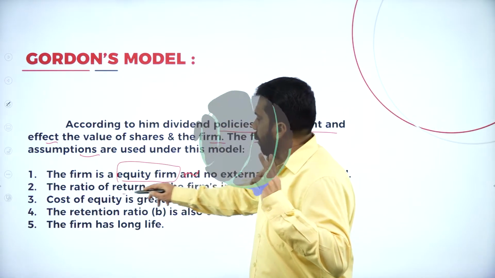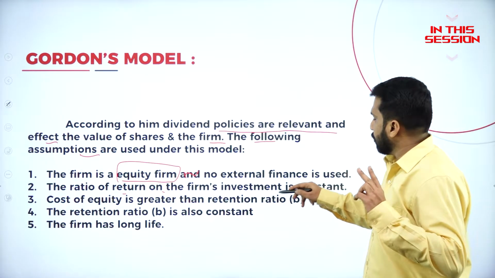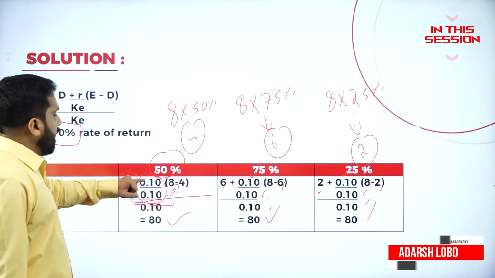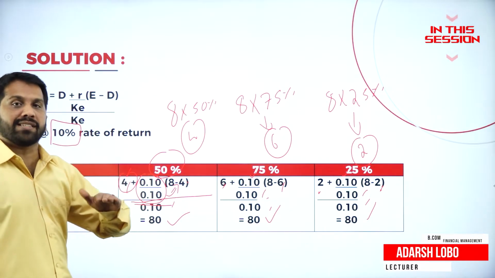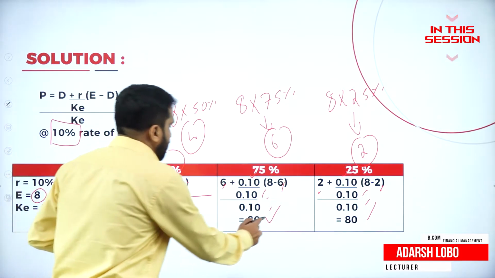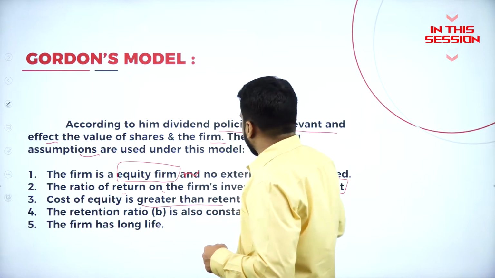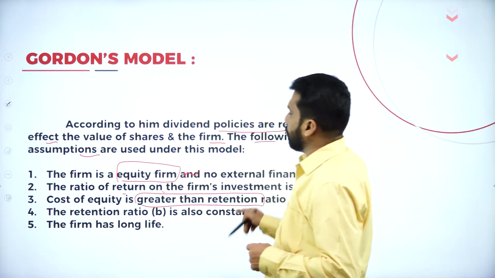The ratio of return on the firm investment is constant. Cost of equity and return, if both are the same, your answer will be common for all. Cost of equity is greater than retention ratio.